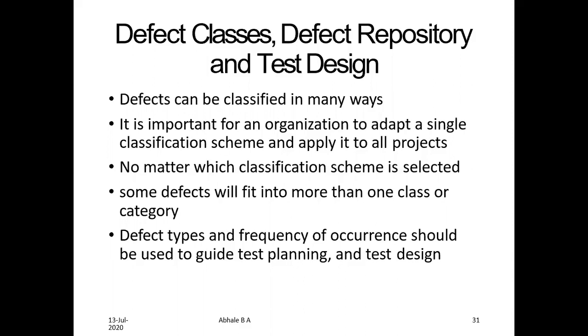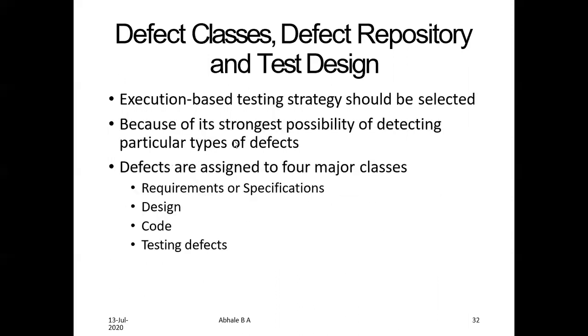Classification is required. No matter which classification scheme the organization selects, some defects will fit into more than one class or category. Defect types and frequency of occurrence should be used to guide test planning and test design. So during planning we consider what types of defects are occurring, how to remove them, and we have to specify which defects should be removed and which should not be.